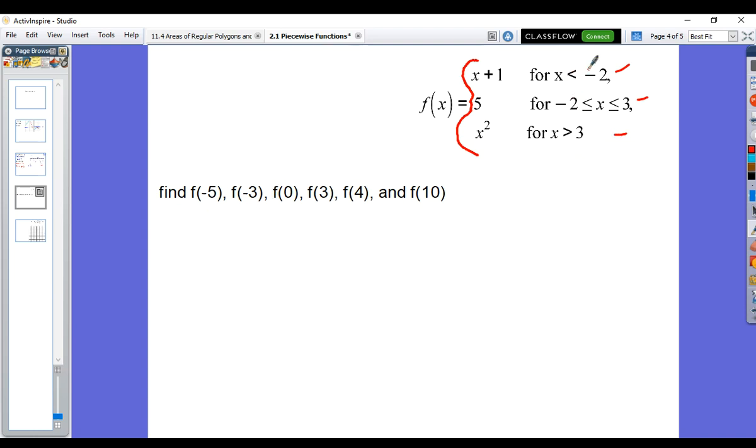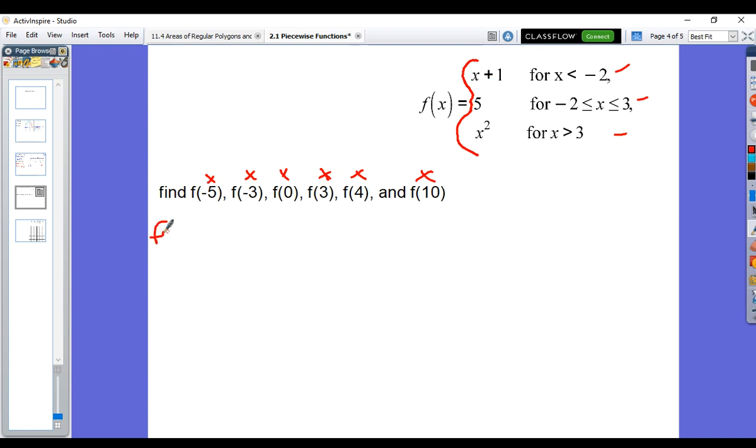For any value of x that's smaller than -2, this is the function we use to find the value of y. For any value between -2 and 3, this is the function that you will use for y. And for any value greater than 3, this is the function we use to find the value of y. So all these represent different x coordinates, and we're looking for the y coordinates using either these constants or these equations right here.